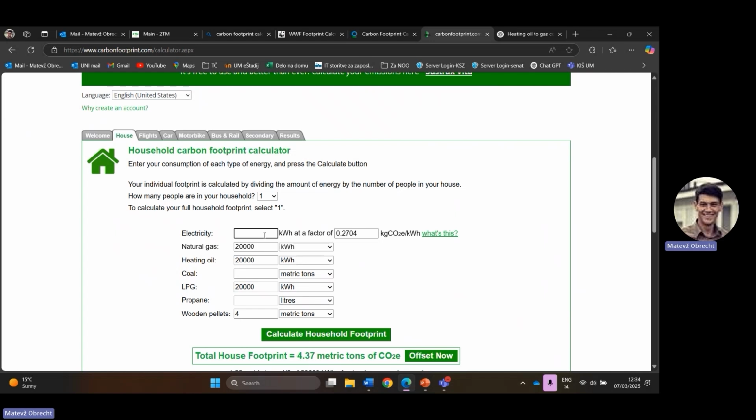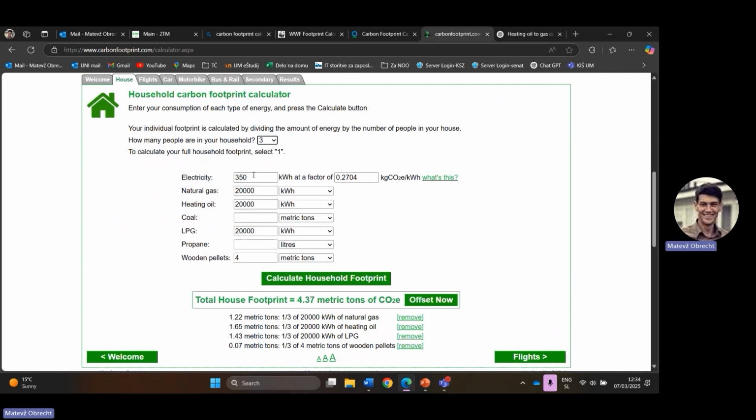So I'm not spending much electricity. As mentioned, I have my own power plant. So let's say that I spend approximately 300 or let's say 350 kilowatt hours per month. Here you also have to enter how many people live in your household, and you can see the amount of electricity. So per month, let's say 4,000 kilowatt hours per year.